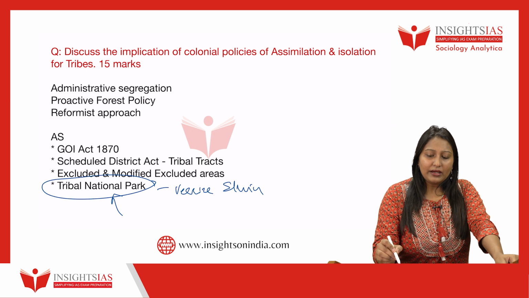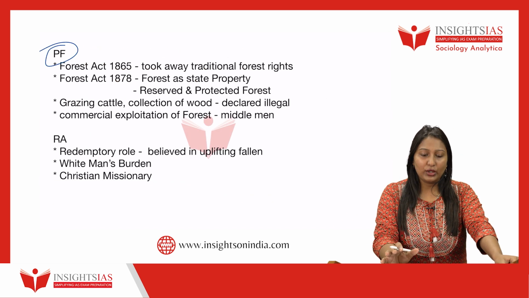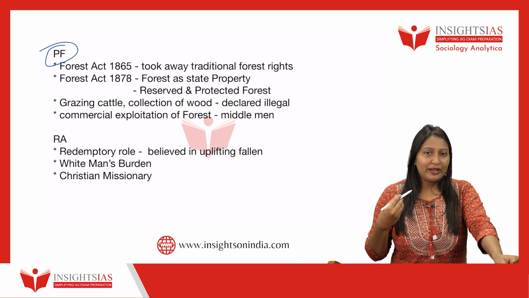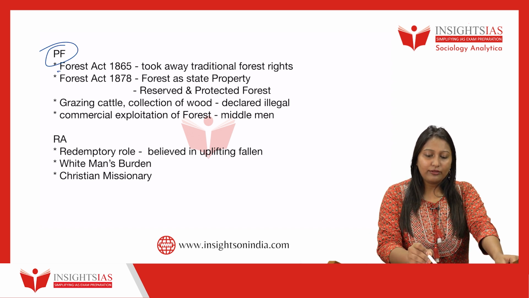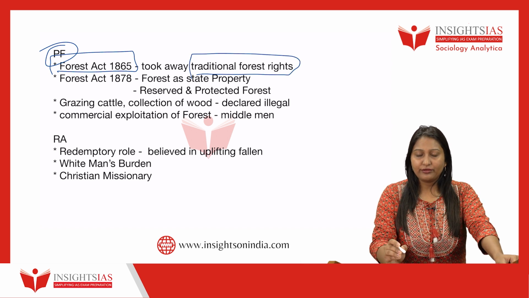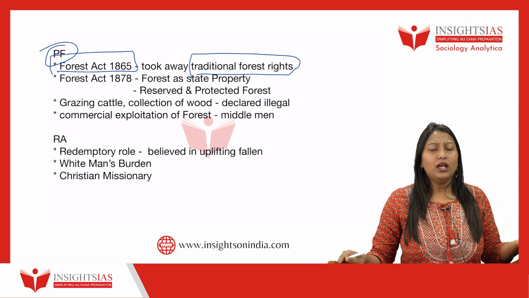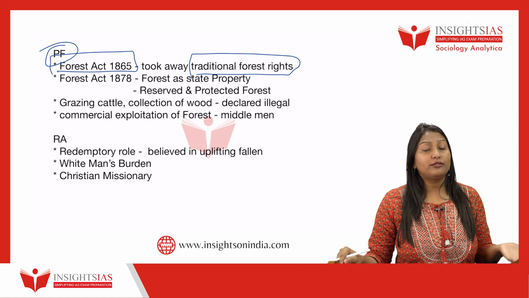Okay, so this is about administrative segregation. Next is proactive forest policy. Under this, again, you have to mention some of the acts. In the Forest Act 1865, they took away the traditional forest rights, like collecting bamboo, collecting honey, etc. So these were basically the forest rights.